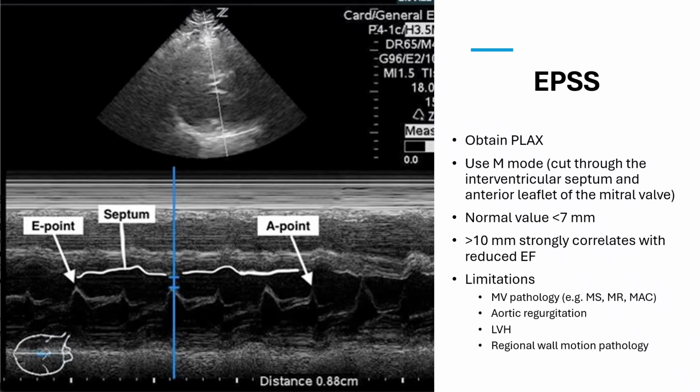Again, at this particular view, you're only assessing the basal wall motion. And again, you're not assessing the mid-papillary or apical. If you have regional wall motion pathology, you can potentially underestimate or overestimate the systolic function. Nevertheless, it is a quite useful and quick bedside tool to utilize in appropriate patients. Please pause the video if you need more time to review this concept.